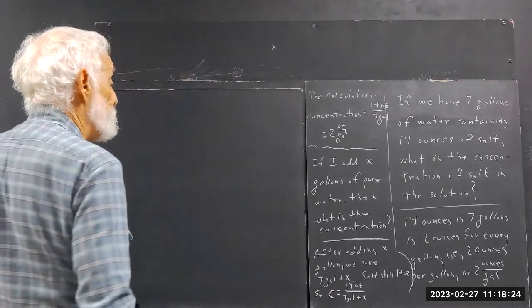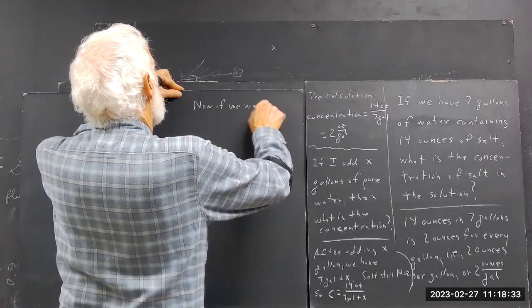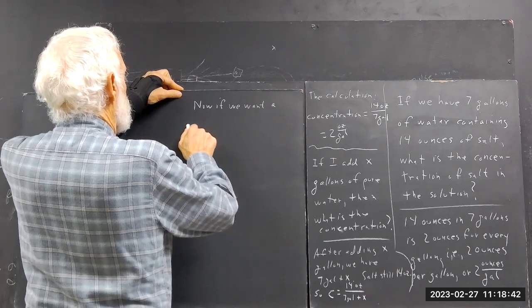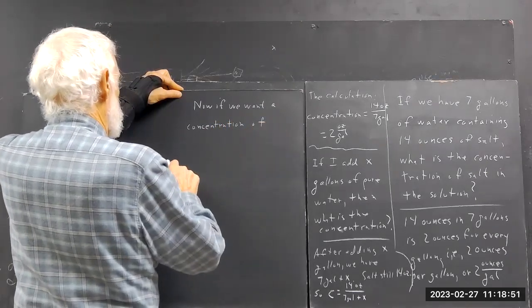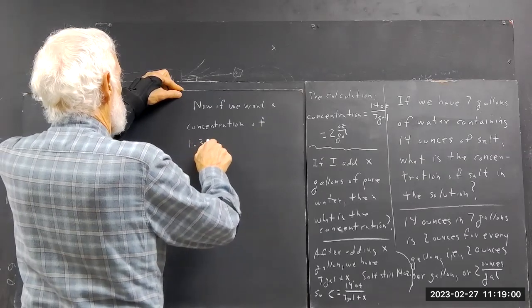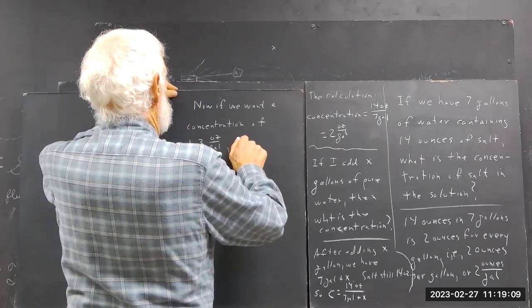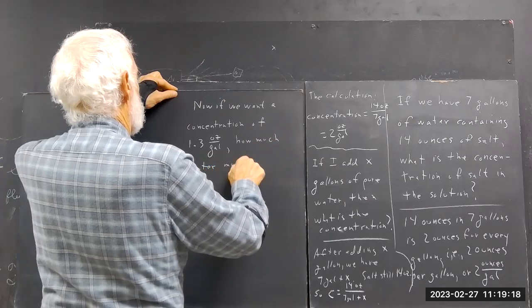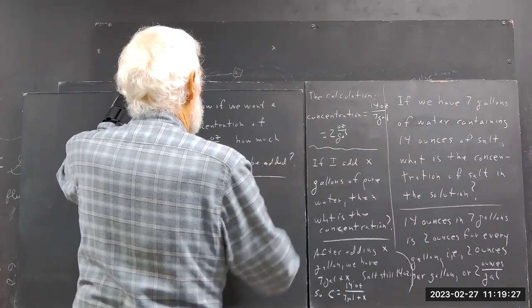Okay, so now if we want a concentration of 1.3 ounces per gallon, how much water must be added?